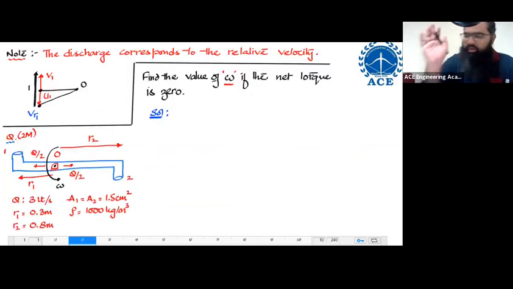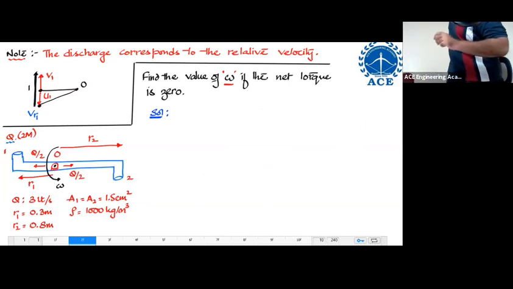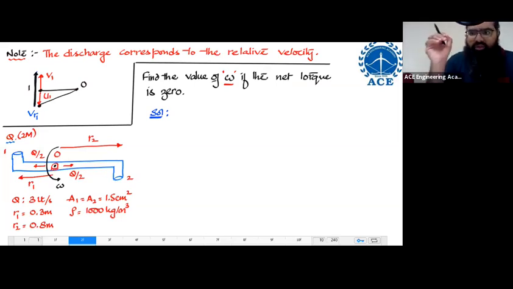Recall how many velocities we are going to have. We are going to have in total 3 velocities. One is the velocity of the fluid. The other is the velocity of the nozzle. Third is the relative velocity, which is the most important velocity. So, let us do one thing. Let us draw a line diagram over here.